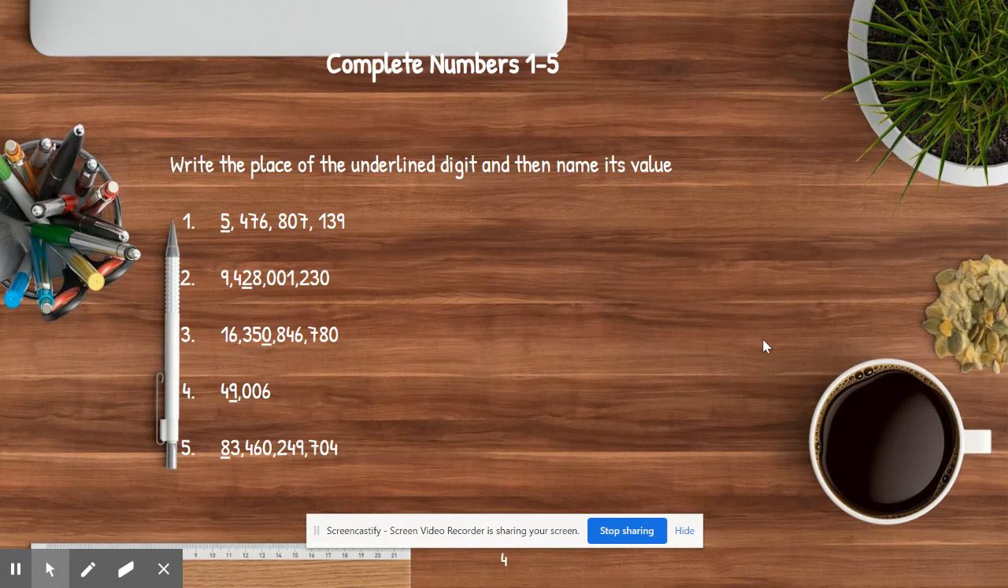All right, so let's try number 1. First off, who wants to give that number a shot of how to say its name? Raven, how would I say that number? 1,476,807,100. Perfect. What's the place of the 5? Billion. That's the billions place. So that's the first answer you need for number 5. Billions place. What's its value? 5 billion. Perfect. He gets it. Who wants to try number 2?